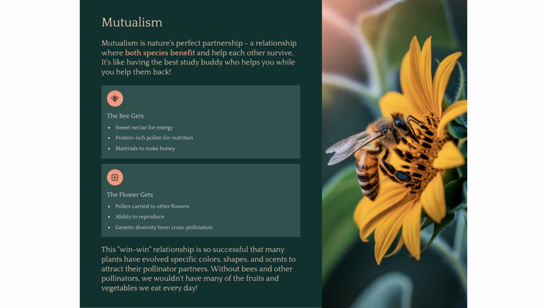The first type is mutualism, where both species benefit from the relationship. A perfect example is a bee and a flower. The bee gets a delicious meal of nectar from the flower, and in return, the flower gets pollinated, which helps it reproduce. Both the bee and the flower get something they need, making it a perfect win-win relationship.